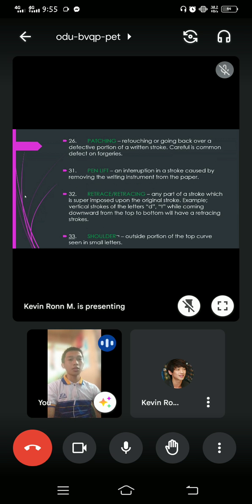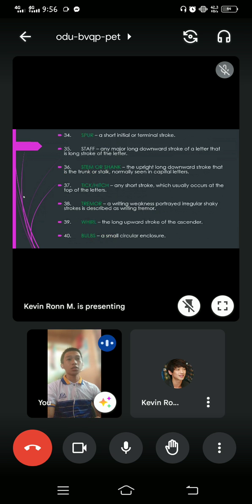Number 33 is shoulder. So what is shoulder? The outside portion of the top curve seen in small letters. So that is shoulder. Number 34, spur. So what is spur? A short initial or terminal stroke.